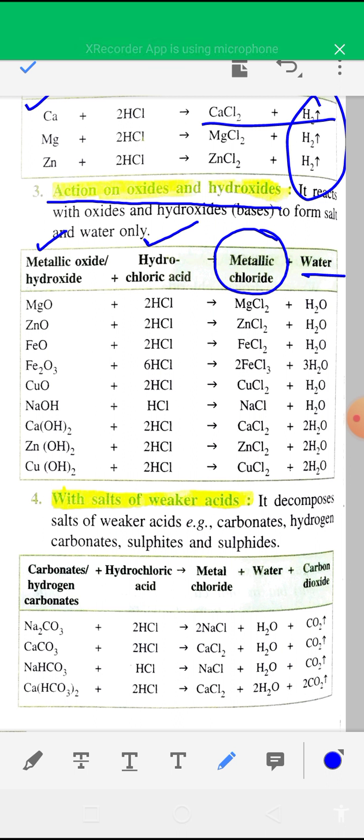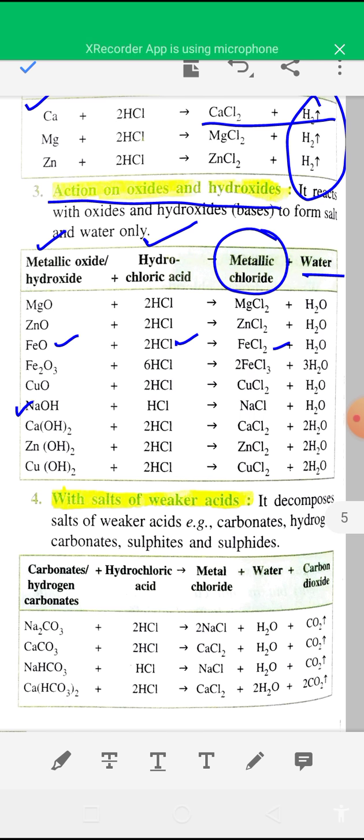For example, when sodium hydroxide is treated with HCl, NaOH plus HCl, you will get NaCl plus water, H2O. Similarly, when FeO is treated with HCl, you will get FeCl2 plus water. These are neutralization reactions. Acid plus base gives salt and water.